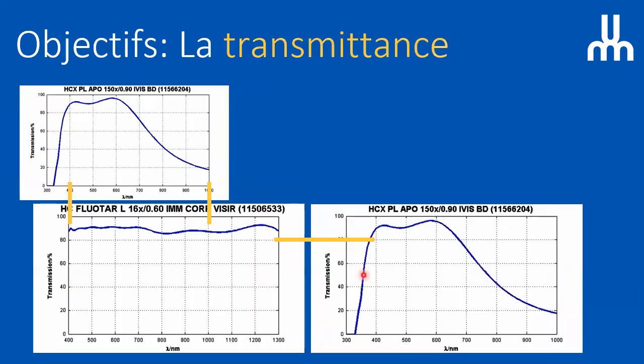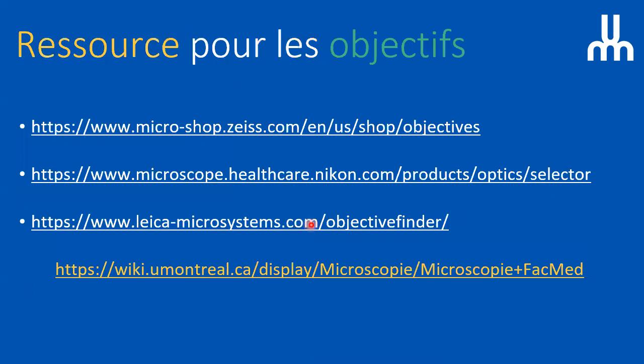Another important thing about the objective is the transmittance. Not all objectives transmit the light the same way. So here you have an objective that is very good between 400 and, I would say, 600, but it's very bad above 600. So if you want to look at Cy5, it might be an issue. You have better objectives that have better transmittance at all wavelengths.